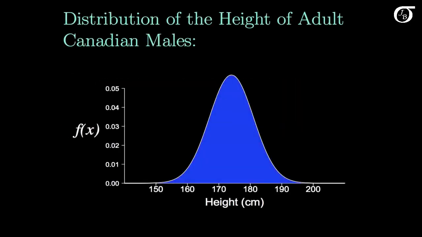Here I've plotted out what is approximately the distribution of the height of adult Canadian males. And what we see here is a normal distribution. This is our variable down here, and f of x is what we call the probability density function, which gives the height of the curve at point x.